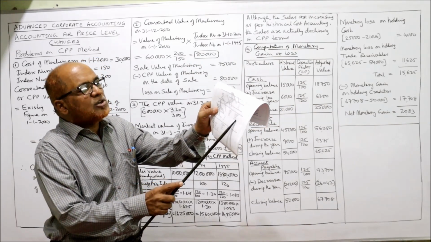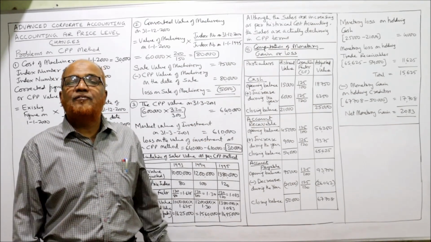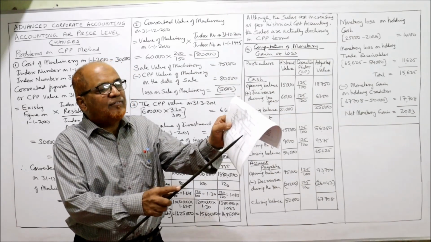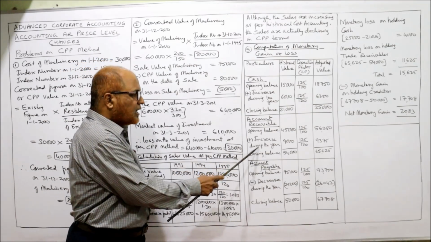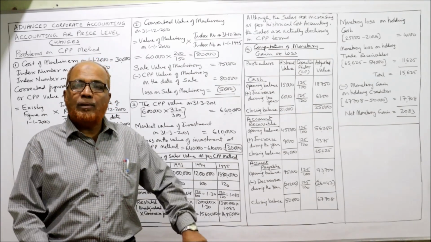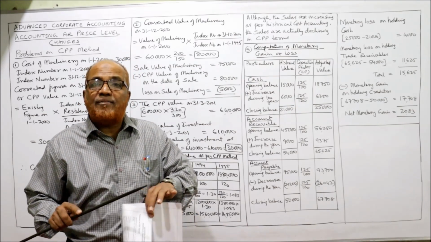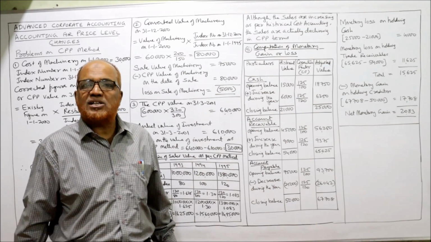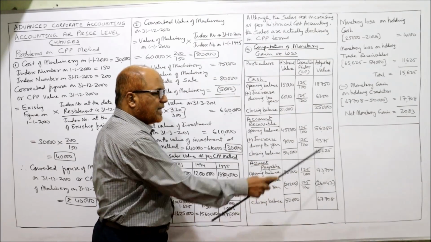End of the year account receivable is 54,000. Beginning of the year 45, end of the year 54,000. So how much increased during the year? 9,000. 54,000 minus 45,000, 9,000 increased. So add increase during the year 9,000. Now convert it into CPP value. So we'll multiply 125 by 120. 120 is the average index during the year. It is given in the problem. During the year average index 120. So 9,000 into 125 by 120, 9,375.